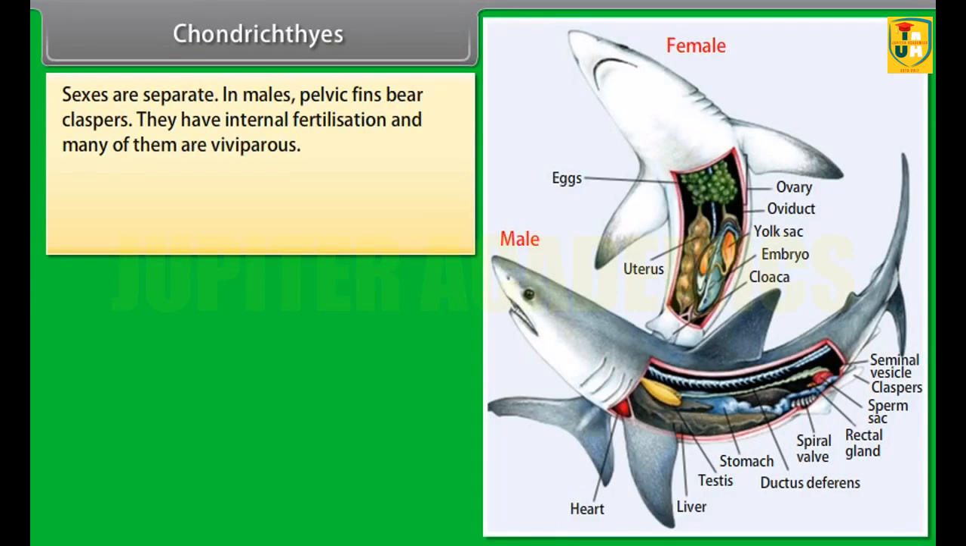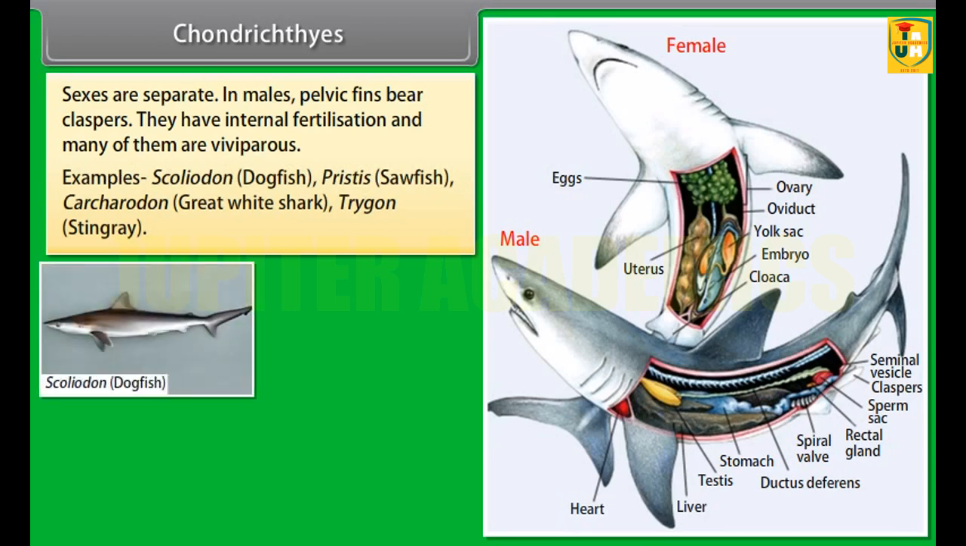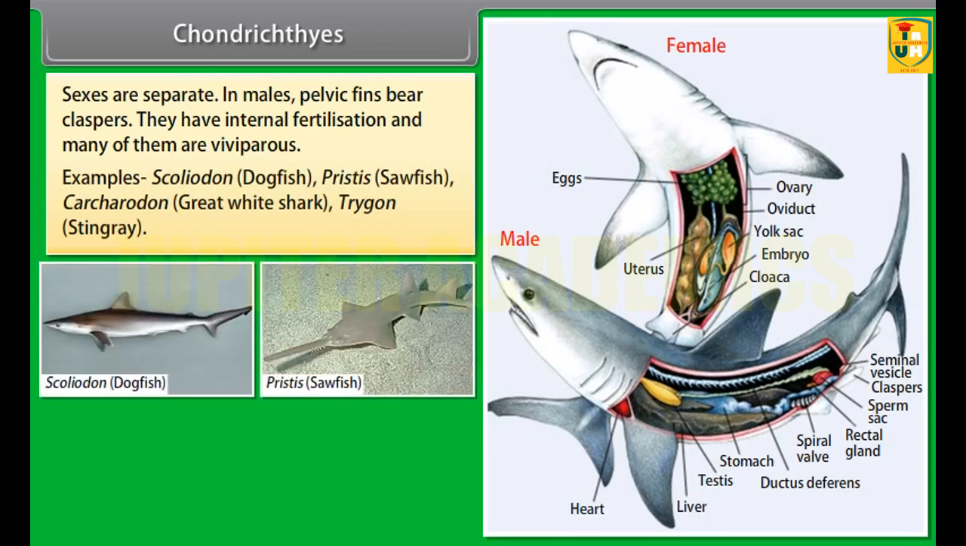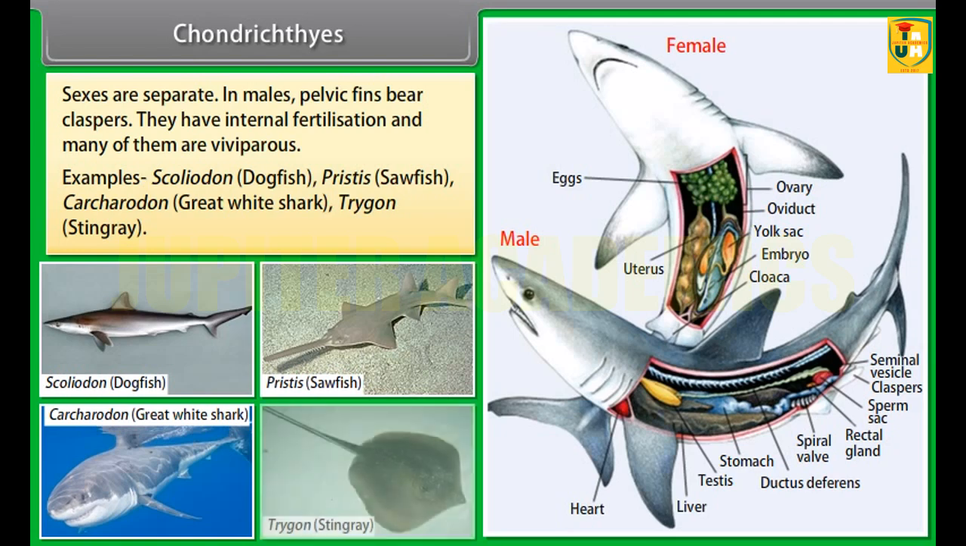Sexes are separate. In males, pelvic fins bear claspers. They have internal fertilization and many of them are viviparous. Example, Scoliodon, dogfish, Pristis, sawfish, Carcharodon, great white shark, Trygon, stingray.